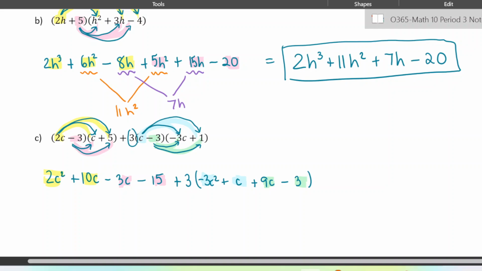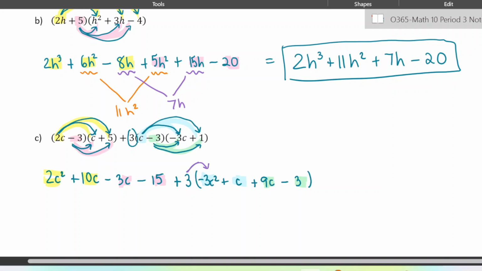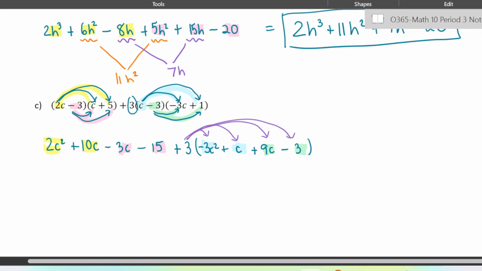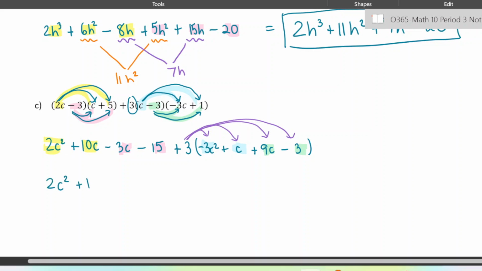Okay, last but not least, there's a lot of steps here, I'm going to have to multiply this 3 into every single term. And then finally, I'll be able to add up any like terms that I have and combine them into my very final answer. Okay, so I'm just going to rewrite everything from the first step. -3c minus 15. I'm going to multiply this 3 in, so I'll have -9c squared, positive 3c, positive 27c, and -9.